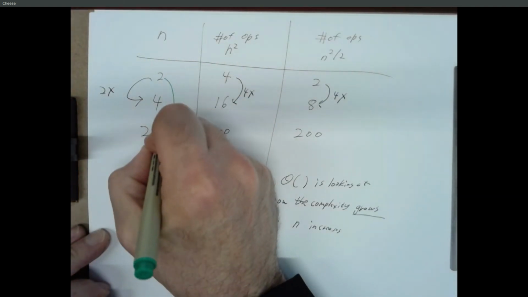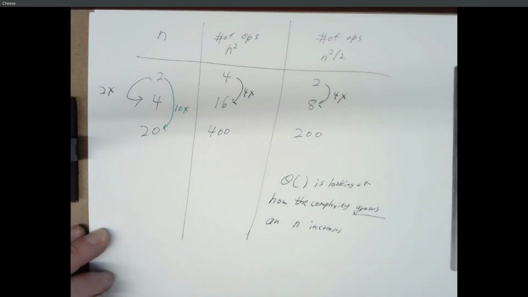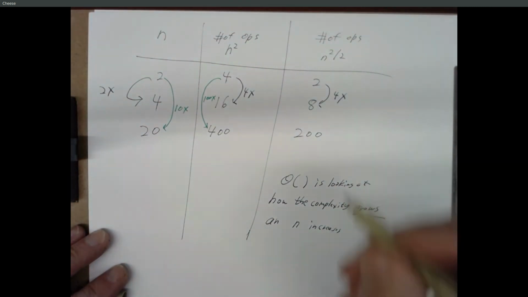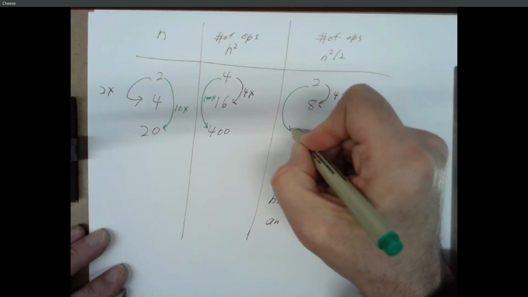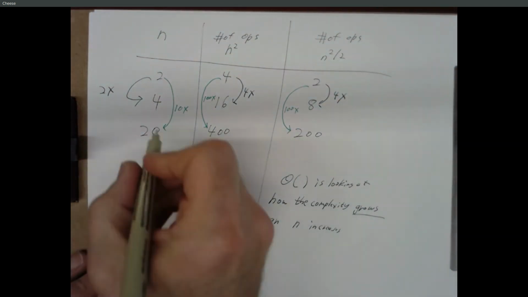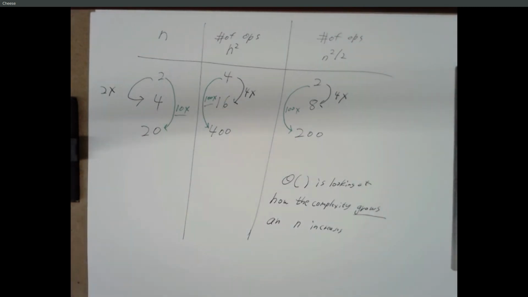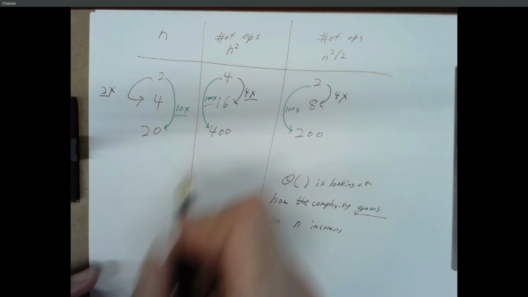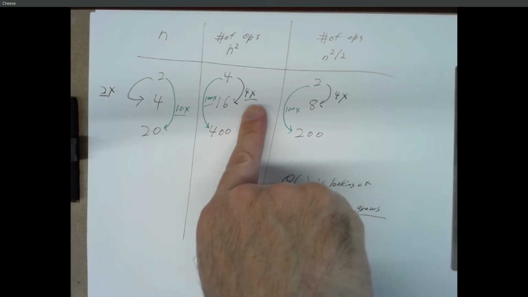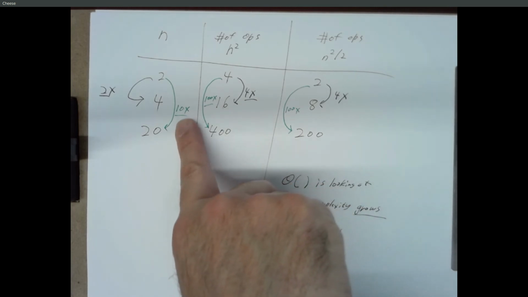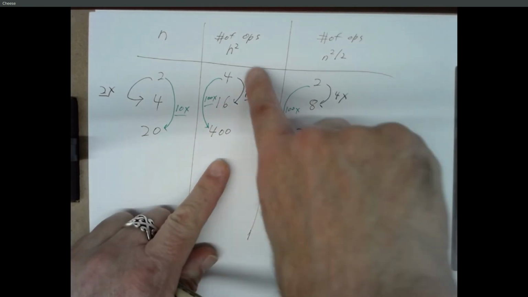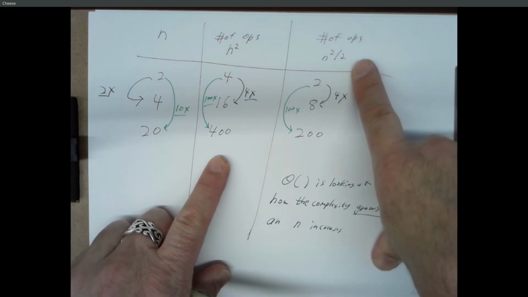From 2 to 20, the size of n has gone up by 10x. The number of operations has gone up by 100x. And over here in the n squared over 2 case, the number of operations has also gone up by 100x. And this is what big O notation is trying to capture. The fact that when you double the amount of data, your time to operate goes up by 4x. When you increase the amount of data by 10, the time to operate goes up by 100. And that increase is the same whether the number of operations is n squared or n squared divided by 2.